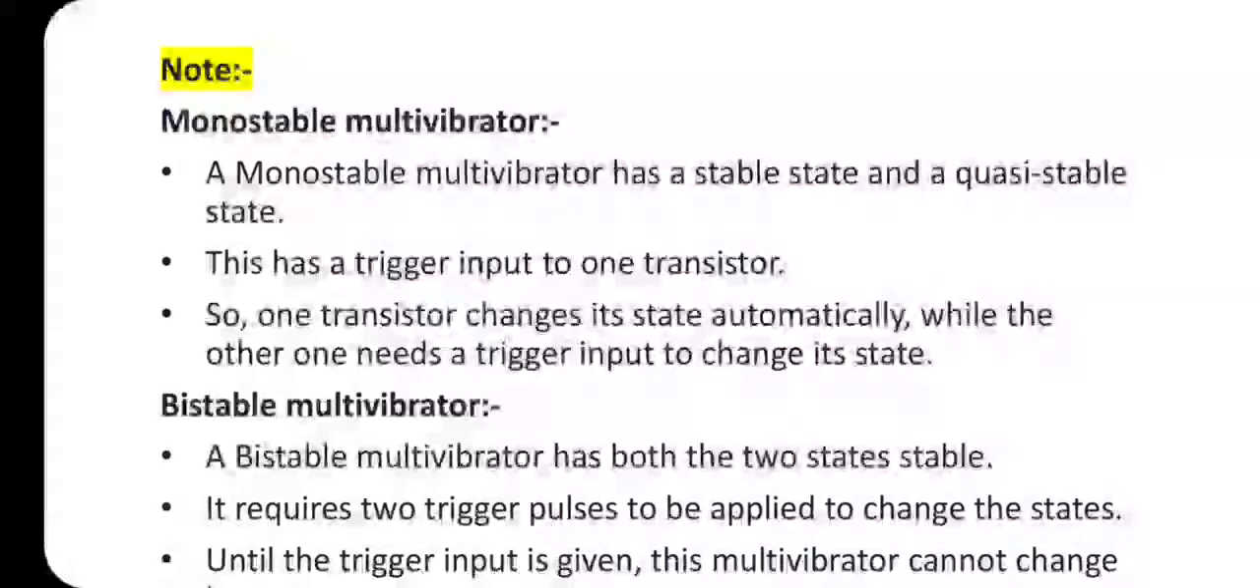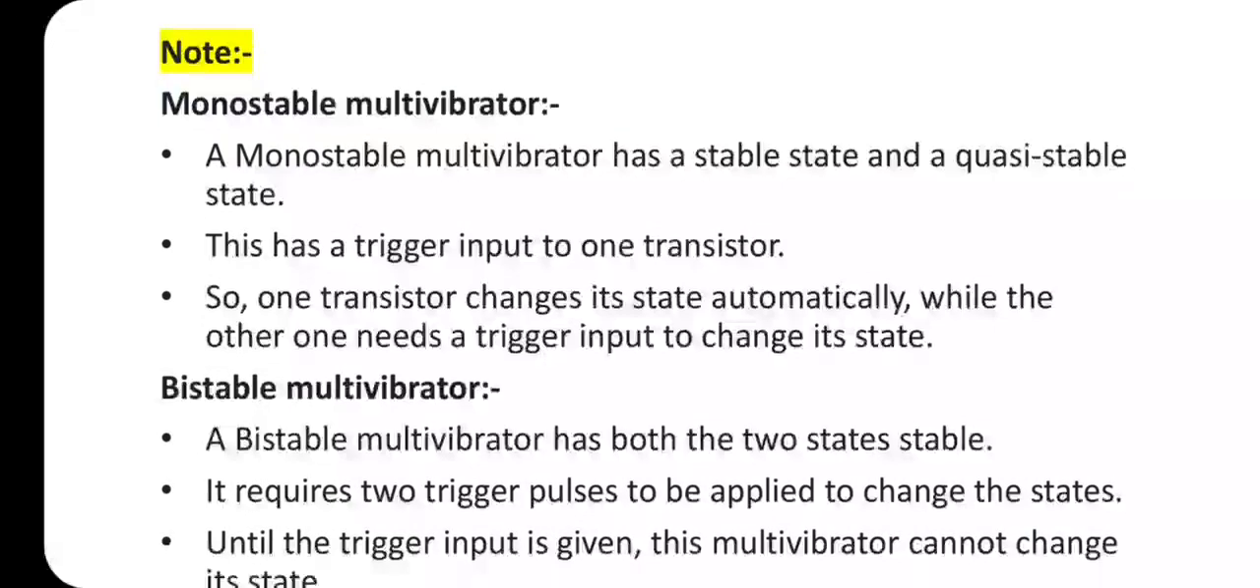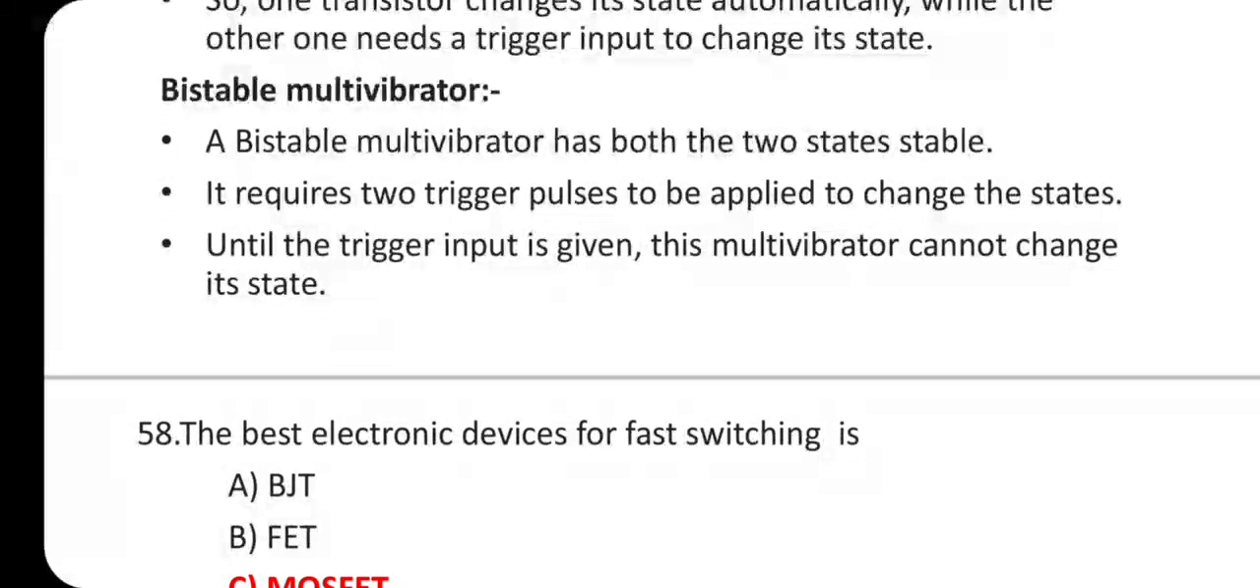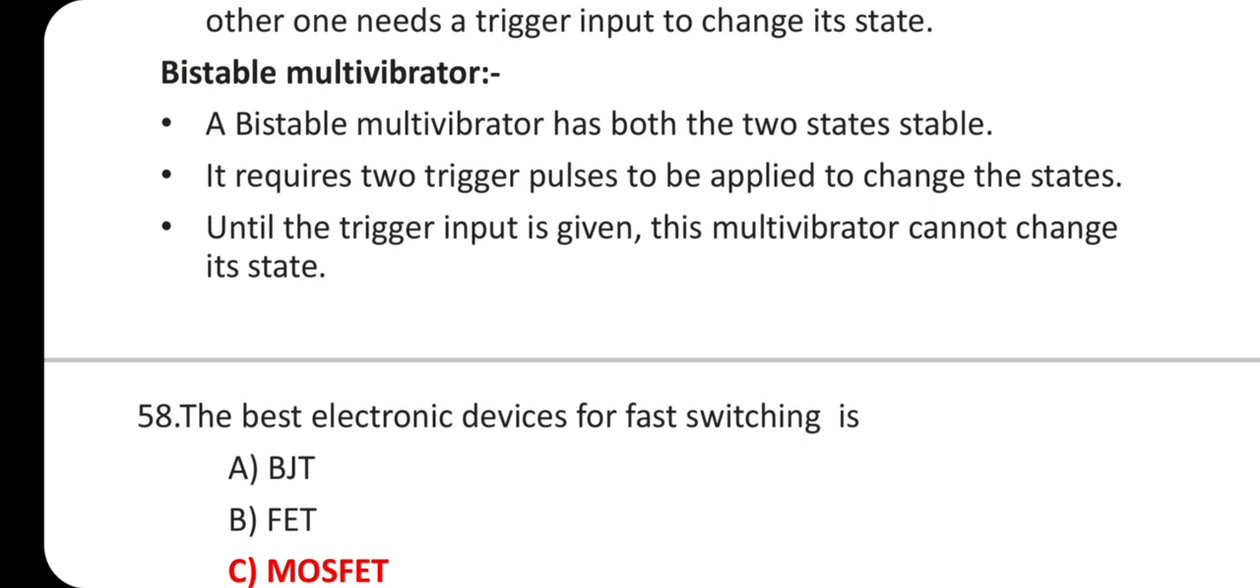Note, what is monostable multivibrator? A monostable multivibrator has a stable state and a quasi-stable state. This has a trigger input to one transistor. So one transistor changes its state automatically, while the other one needs a trigger input to change its state. What is bistable multivibrator? A bistable multivibrator has both the two states stable. It requires two trigger pulses to be applied to change the states. Until the trigger input is given, this multivibrator cannot change its state.